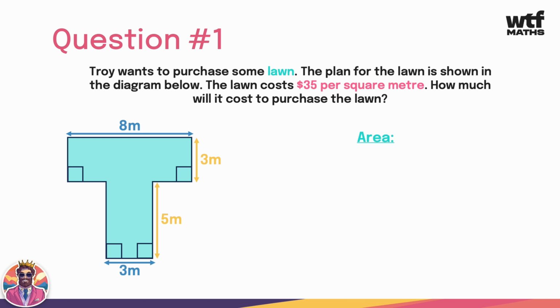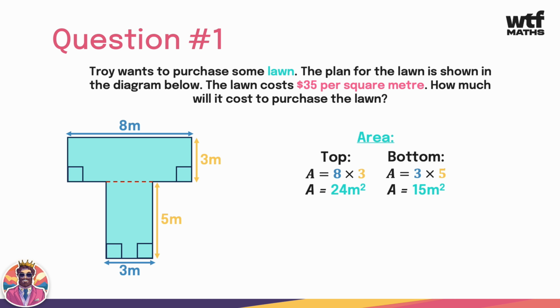Alrighty, so we're going to be focusing on area today. If I draw a little line here to break this composite shape into 2 smaller shapes, it'll make 2 smaller rectangles. So I can find the area of the top shape to start with. It's a rectangle, so it's 8 times 3, which gives us 24 meters squared. I can then find the bottom rectangle by multiplying 3 by 5, which will give 15 meters squared.